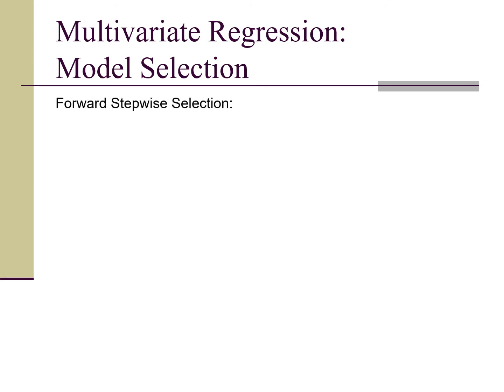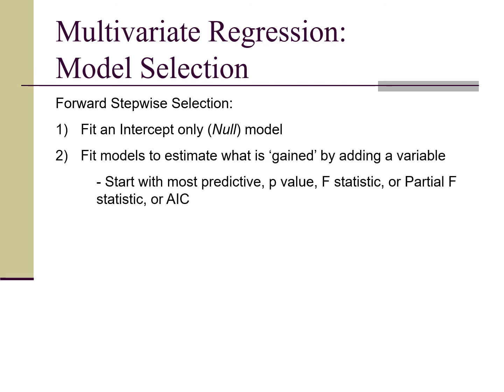So then there's a forward stepwise selection. So just fit an intercept only model, just the null. So basically that's just the mean of the y value. That's the intercept. And then fit subsequent models to estimate what is gained by adding a variable. Okay, so start with the most predictive one, the one with the most significant or lowest p-value, the highest F statistic, etc.